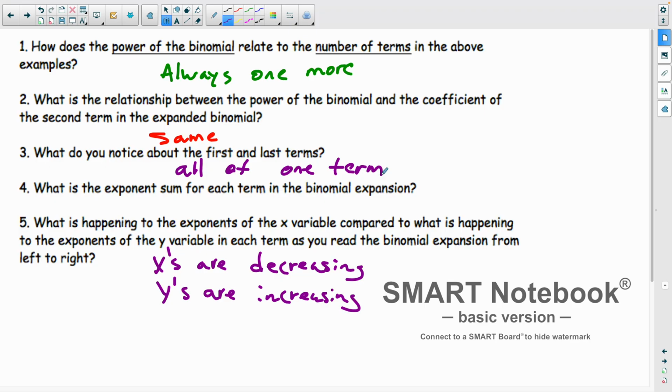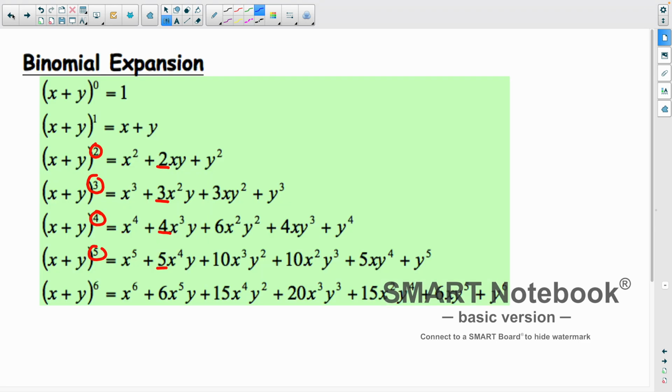What's the exponent sum for each term in the binomial expansion? The binomial exponent. So on that one, if you look here, if this is 3, then that's 3, and 1 plus 2 is 3, and 1 plus 2 is 3, and that's 3 as well. Go down here. That's 6. 5 and 1 is 6. 4 and 2 is 6. 3 and 3 is 6. So they all add up to be the same. I'm going to give you an example that's going to be a little bit more helpful in a second.